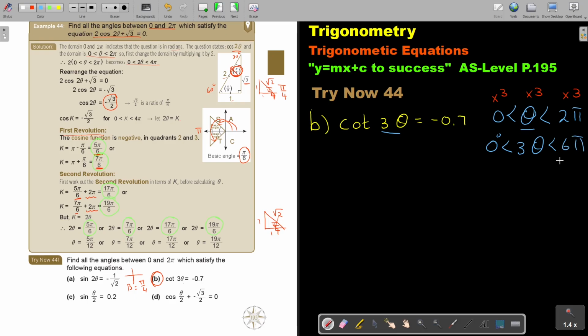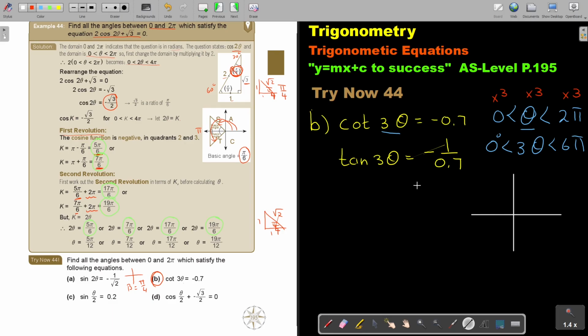Okay, now I can start. Before I make my sketch, remember this is going to go not 2 times around, but 3 times around. So I'm just going to say tan 3 theta, I turn it around, is equal to negative 1 over 0.7. Okay, that is going to be number B. Now, if I make a sketch, okay, there is my sketch.